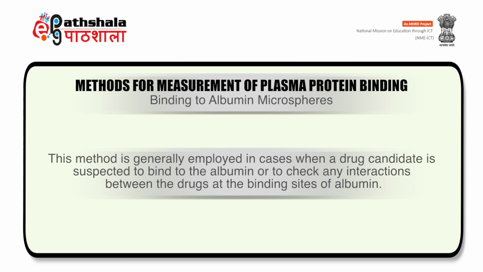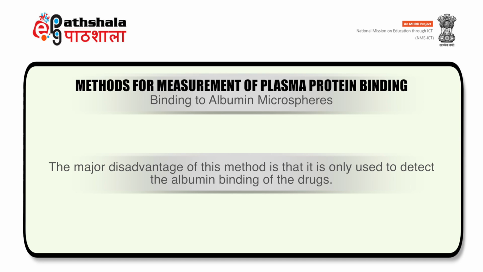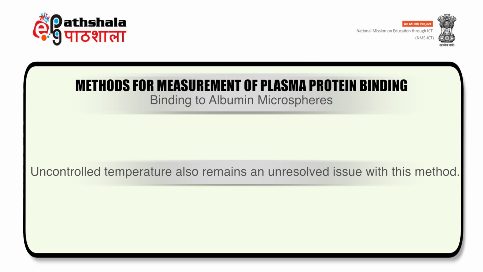This method is generally employed in cases where a drug candidate is suspected to bind to albumin, or to check any interactions between the drug at the binding sites of albumin. The advantage offered by this method is that it is rapid and simple, and the disadvantage of this method is that it is only used to detect the albumin binding of drugs, and uncontrolled temperature also remains an unresolved issue with this method.